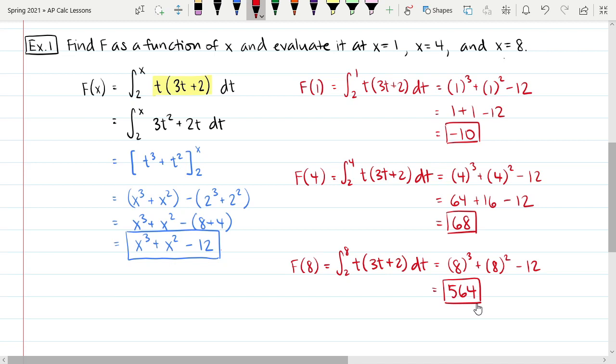Okay, so again, this was an example of a function being defined as a definite integral where your independent variable, the variable that you're replacing, is actually one of your limits of your definite integral. Okay, so one way that we can approach that is by actually finding the definite integral in terms of x, and that actually gives us an alternate version of the function that we can more easily evaluate.